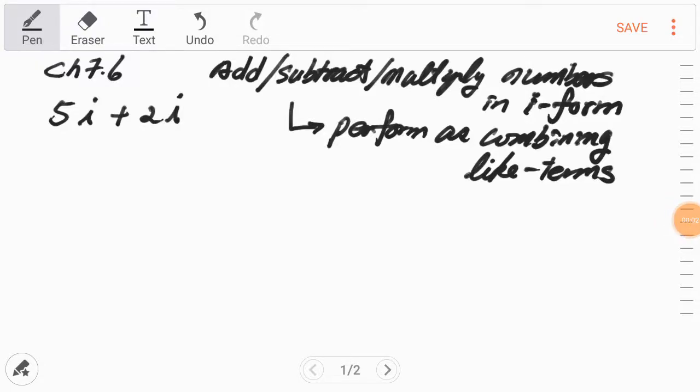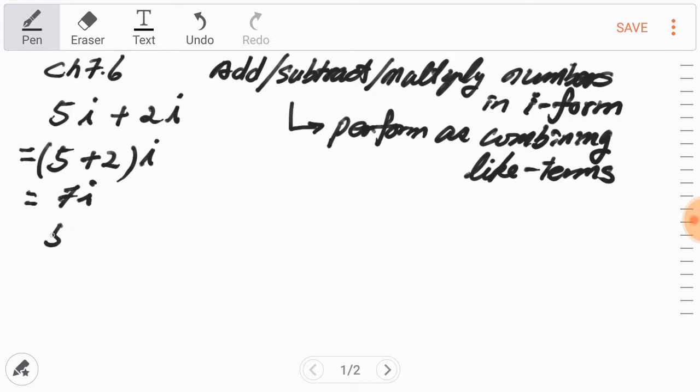Alright, this time let's add, subtract, and multiply numbers in i form. Here is 5i plus 2i. How do we add these two terms? Just perform it as combining like terms. So this will be 5 plus 2, adding the coefficients, like adding the coefficients of some variable x. But this is i, so add 5 and 2 in front of i. 5 plus 2 is 7i.